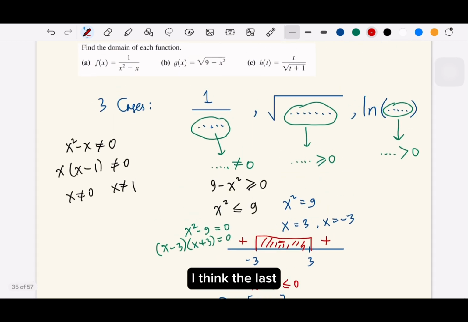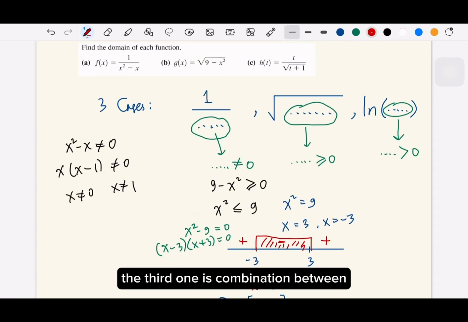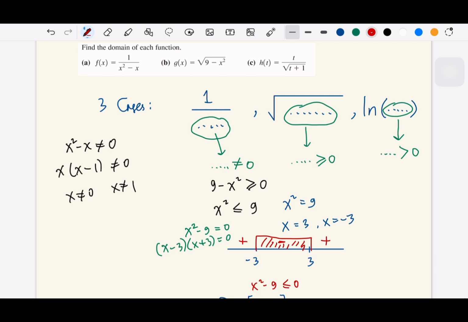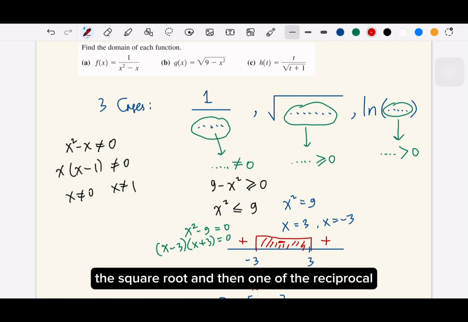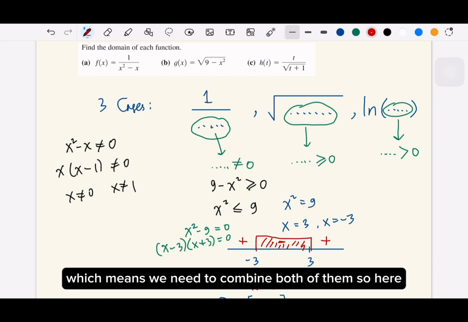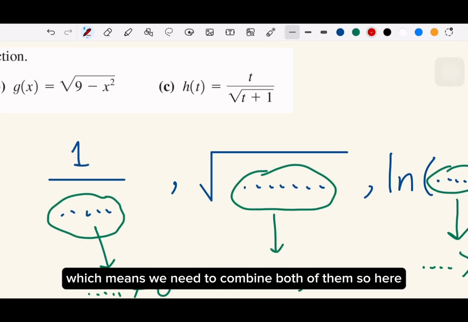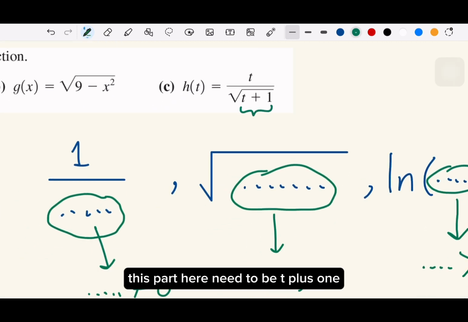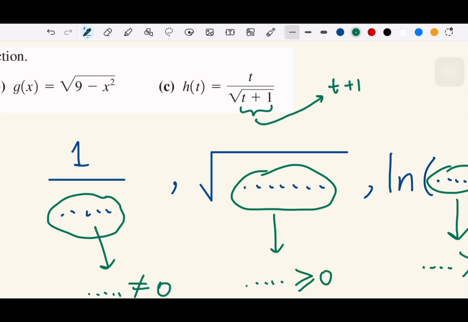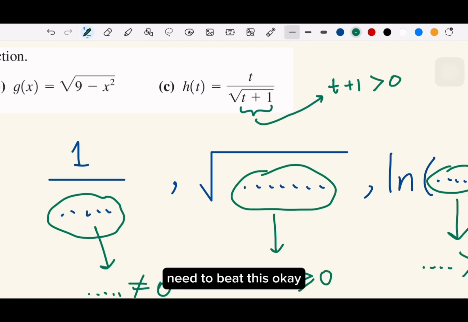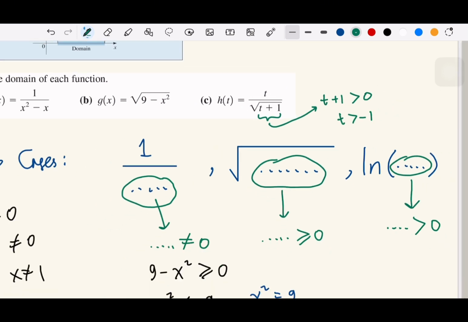I think the last one, the third one, is a combination of the square root and the reciprocal, which means we need to combine both of them. So here, this part, t plus 1, needs to be this. We are not setting it equal to 0 because it cannot be defined, right? So I think we finished.